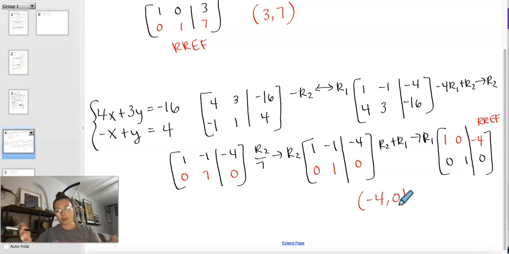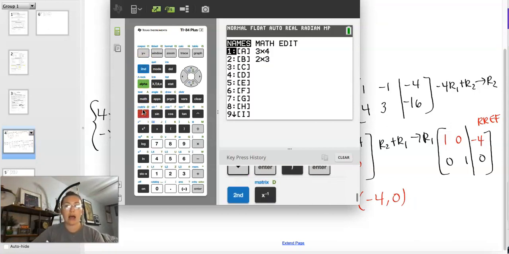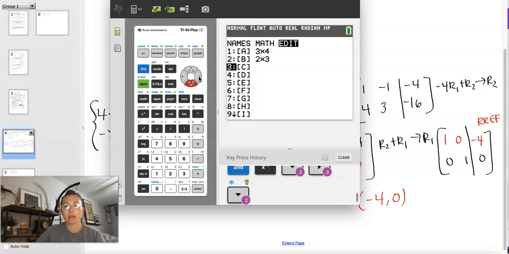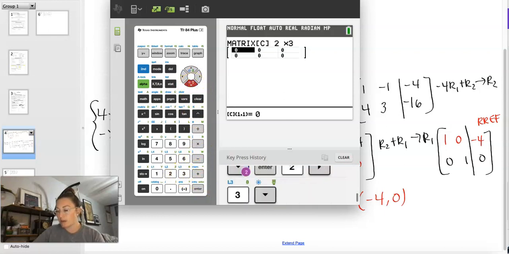But you've learned how to do this on the calculator, so we could quickly go check this on the calculator and confirm, yes, I got this right, or no, I must have made a mistake somewhere. So let's just practice that calculator again. Remember, we go second matrix, second x to the negative 1. Oh no, we need to go over to edit, and let's move down to C. Again, this was a 2 by 3 matrix, and it was 4, 3, negative 16.